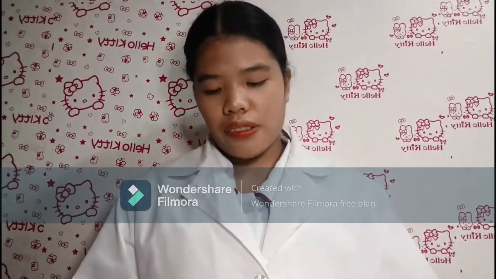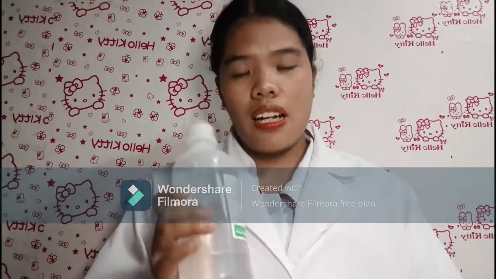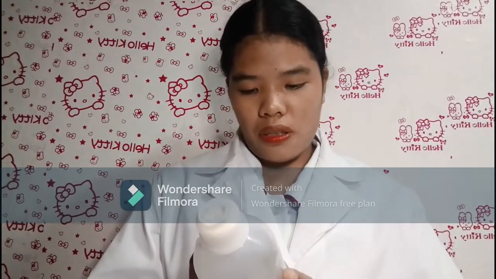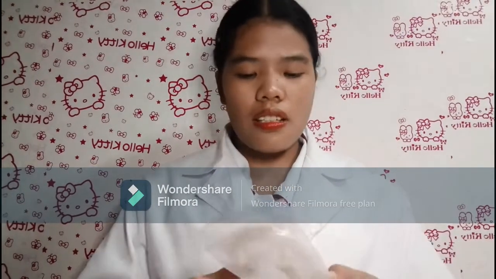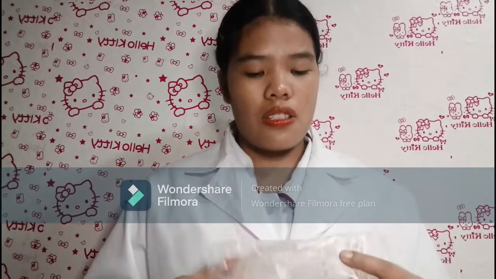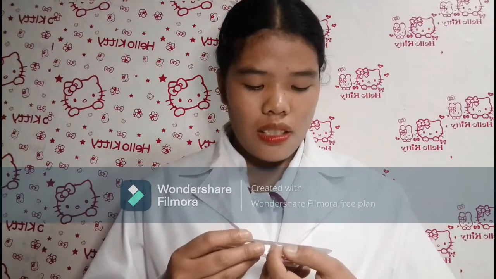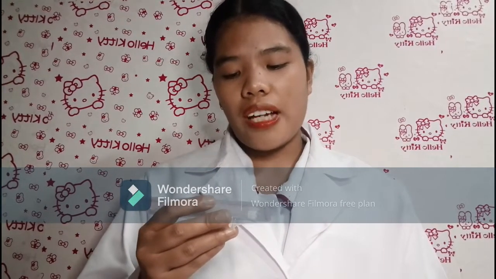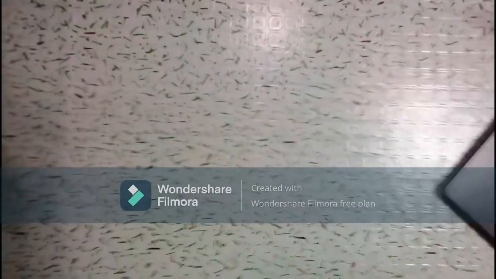Then check the IV fluid, especially its expiration date. So this IV fluid will expire on May 2026. It was manufactured on May 2021. Then also check the IV tubing, especially its expiration and instructions. Also for the IV cannula, this cannula will expire on March 2025 and it was manufactured on May 2020.